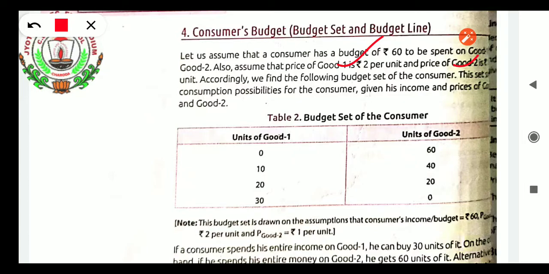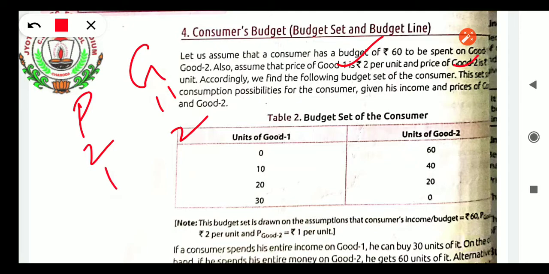The price is rupees 1 per unit. Accordingly, we find the following budget set of the consumer. This set is the consumption possibility. Suppose the prices are given like this, with the heading goods 1 and goods 2. Price of good 1 is 2 rupees and price of good 2 is 1 rupee.